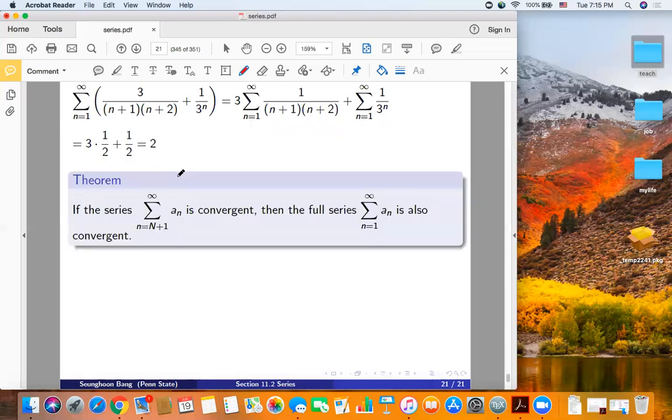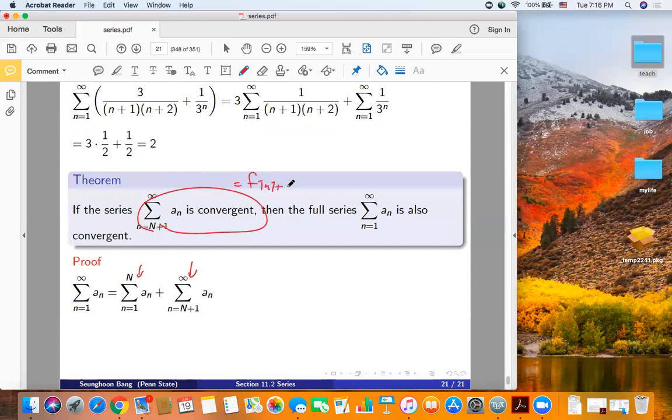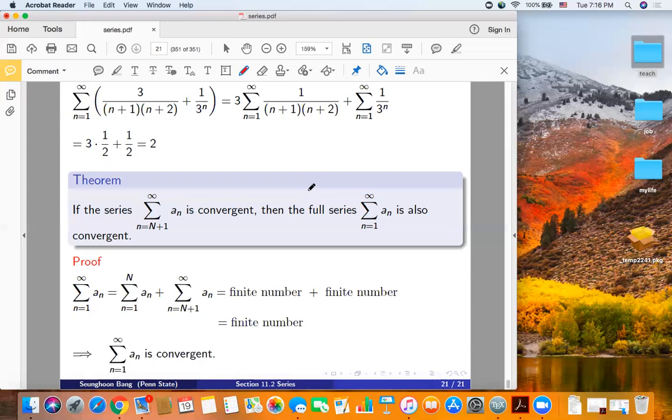So we have one last theorem. If the summation from n equal to capital N plus 1 to infinity of an is convergent, then the full series summation n equal to 1 to infinity of an is also convergent. How can we prove it? The proof is like this. The summation from n equal to 1 to infinity of an is exactly the same as the summation n equal to 1 to capital N of an plus the summation of an from n equal to capital N plus 1 to infinity. The finite sum is always finite. The partial sum is convergent. This is finite, so we have a finite number plus a finite number, which is a finite number. That's it. The series is convergent.